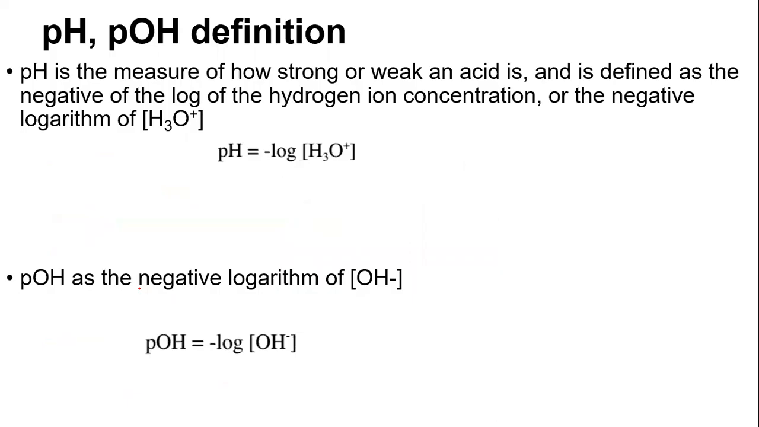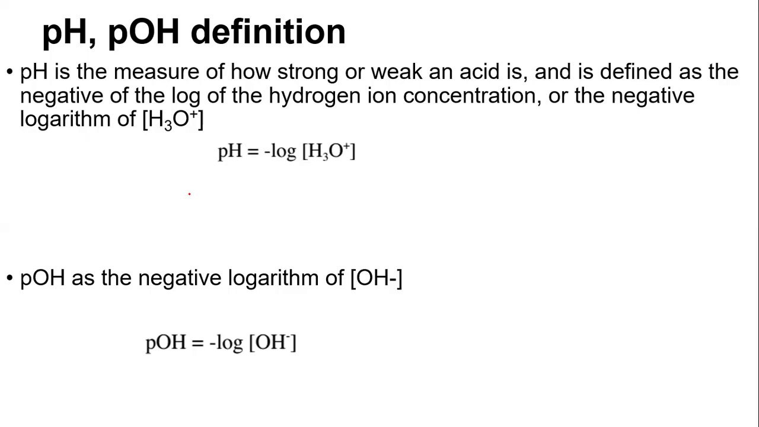Good. Now pH and pOH definition. So what is pH? pH is the measure of how strong or weak an acid is, and is defined as the negative logarithm of the hydrogen ion concentration, or the negative logarithm of the hydronium ion concentration, to the base 10. Now, if we talk about pOH, it's the negative log of the OH minus ions in solution.